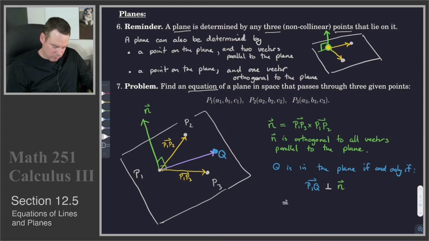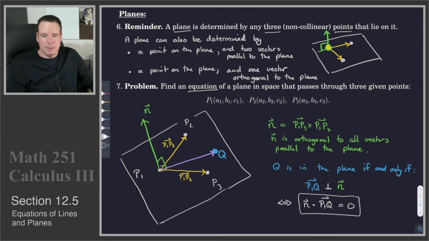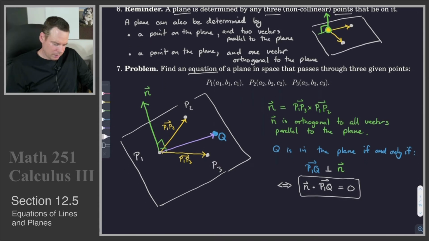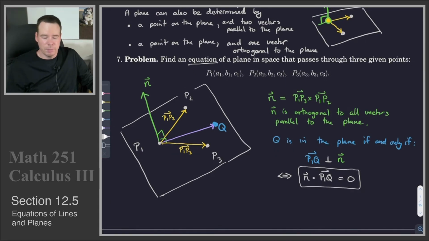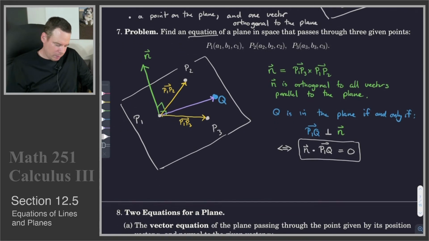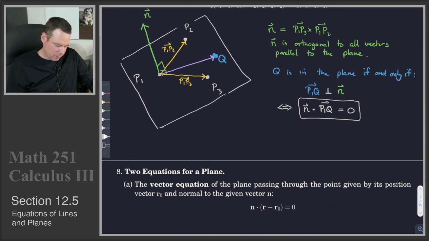And an equivalent statement to that, and this is where we get an equation, is that they are perpendicular precisely when N dot P1Q is equal to 0. And so there is our equation of the plane. The equation of the plane is the set of all points Q such that N dot the vector from P1 to Q is equal to 0. Now we'll unpack this a little bit more. We'll start using coordinates and components for our vectors, but let's work our way up to that. Okay, so there's our equation of our plane.